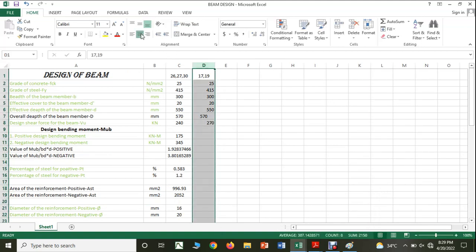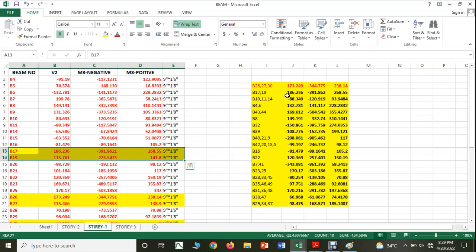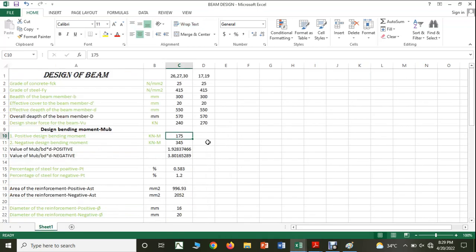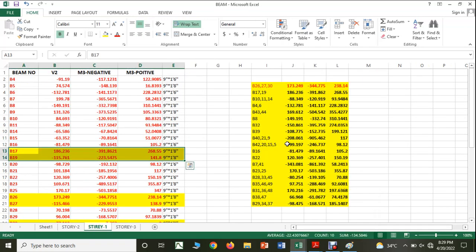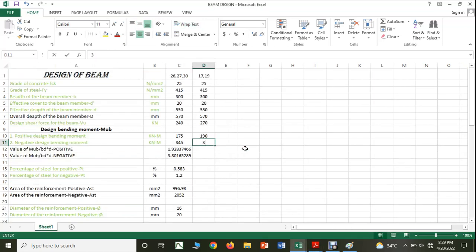Then the positive bending moment value according to this, you can see the positive bending moment is 190, whereas your negative bending moment value is 391, I can give it as 392. Therefore you are supposed to calculate Mu by bd square, the value is almost 2.0, and the other is 4.3, still a much higher value.